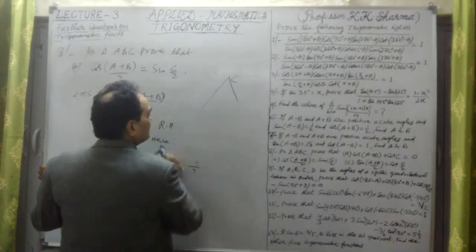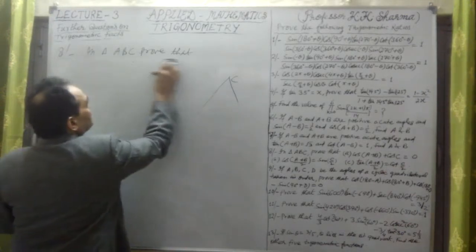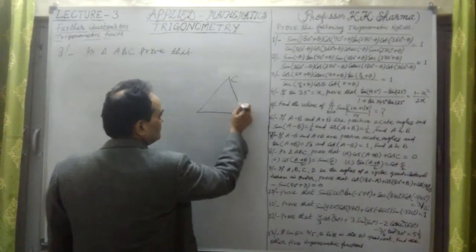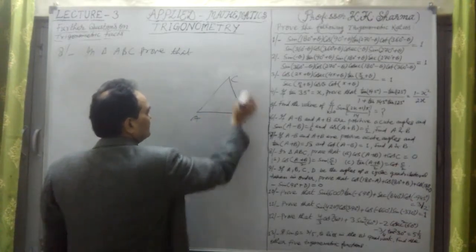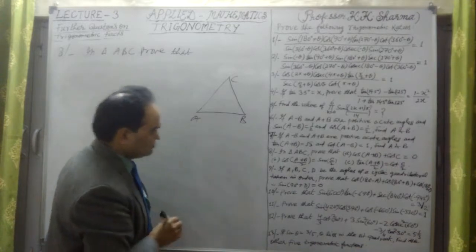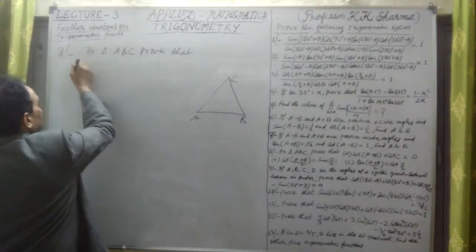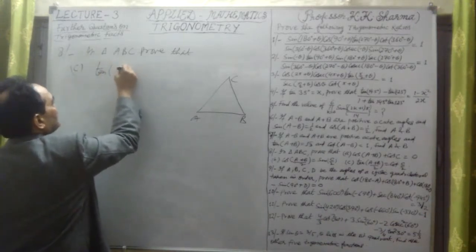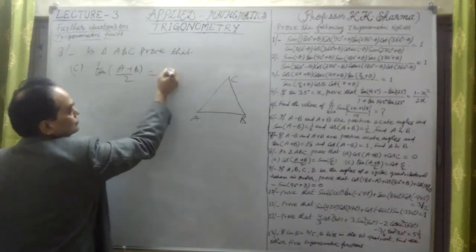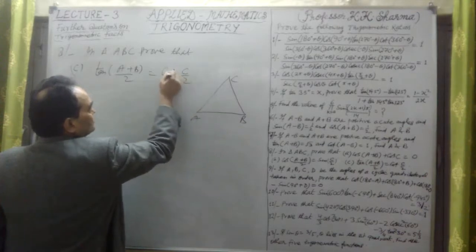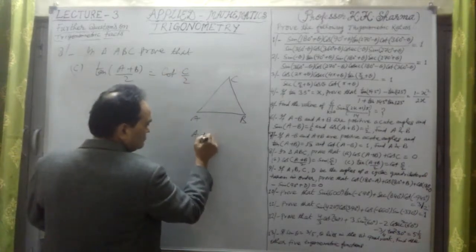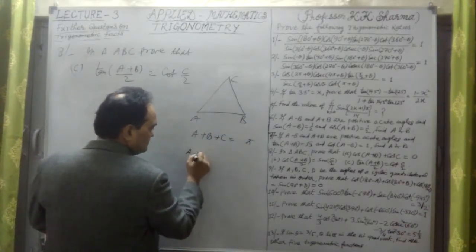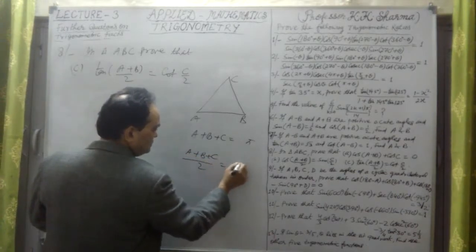Now the third part of this question. The triangle is ABC, taken anticlockwise. Question number 8, part C: we have to prove that tan of a plus b by 2 is equal to cot c by 2. Again, we write down a plus b plus c equals pi, or 180 degrees. If I divide it by 2, this becomes pi by 2.